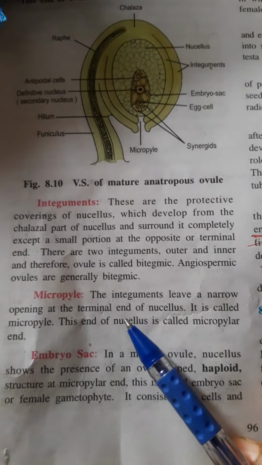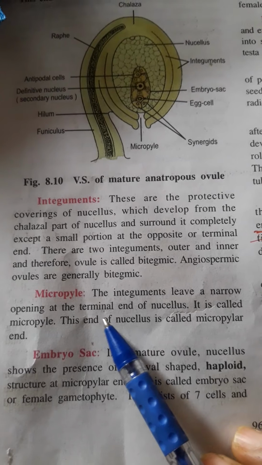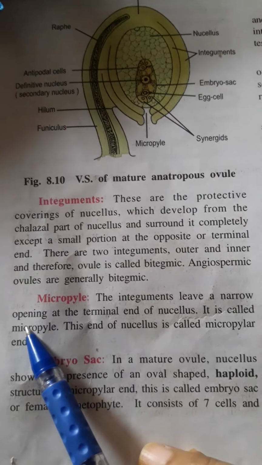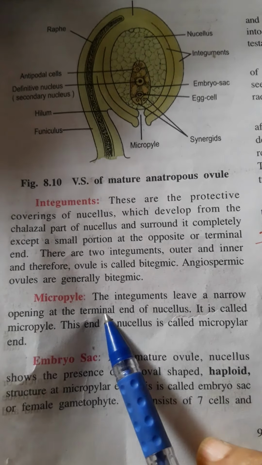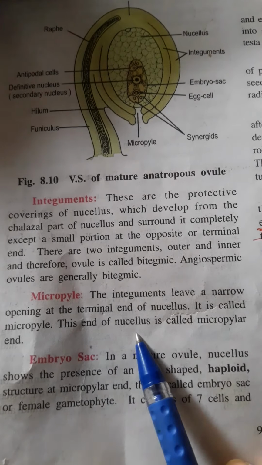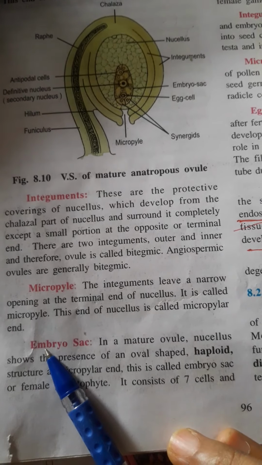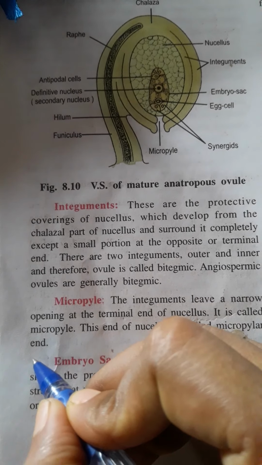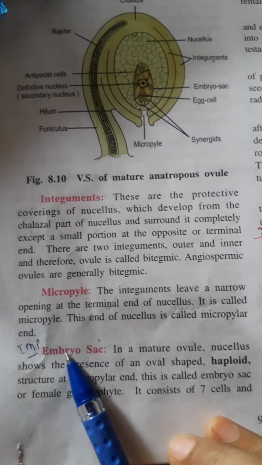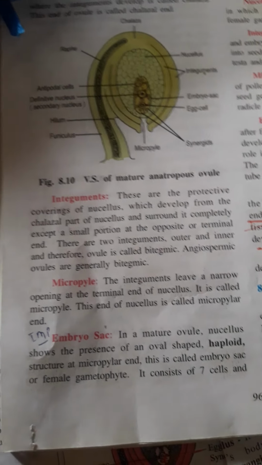Okay, so till micropyle it is clear. So what is micropyle? Micropyle is a narrow opening at the terminal end of nucellus. At the end of nucellus, it is called the micropylar end. Embryo sac, important, very very important. This is very important. Now what is embryo sac? Can you see this? This embryo sac is very important.